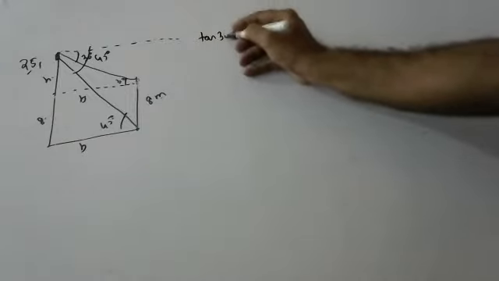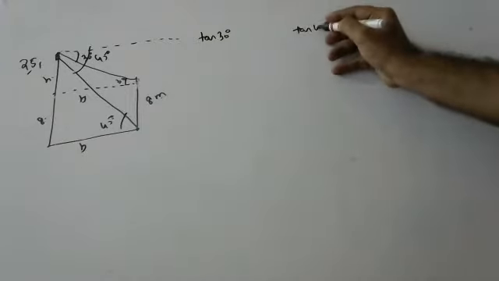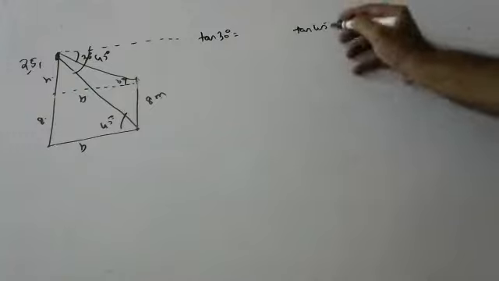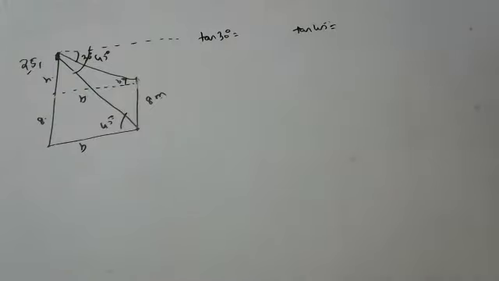Okay. Srideep, can you say tan 30, tan 45? Hasib, tan 30, tan 45.